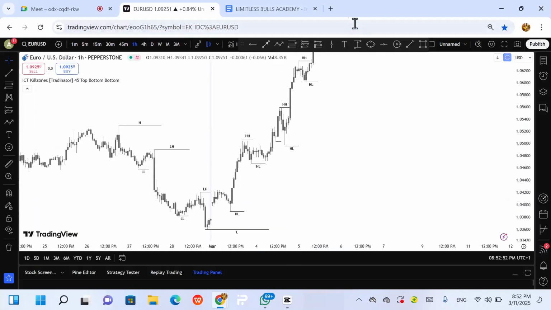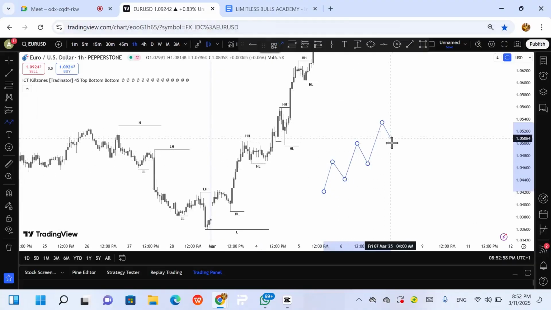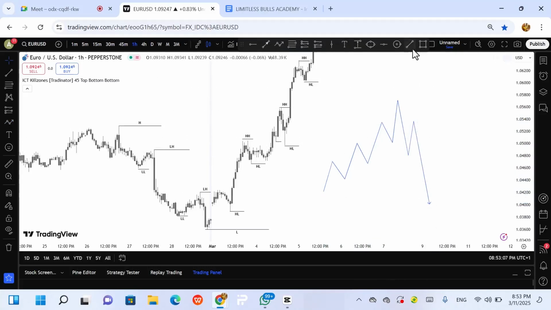And what is this now? When in a trend like this, and then you see market breaks this previous low, what do we say has happened? We say that there is a market structure shift.